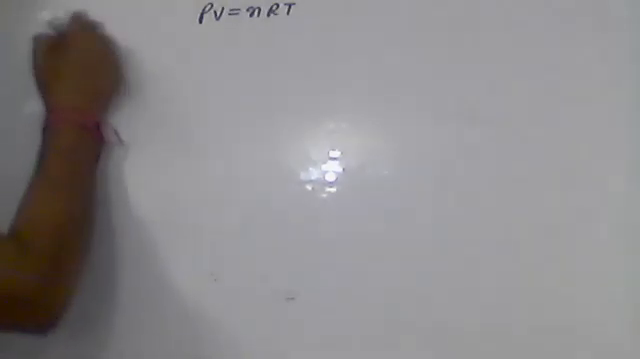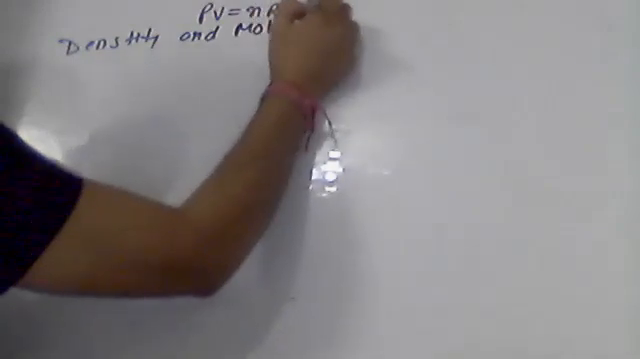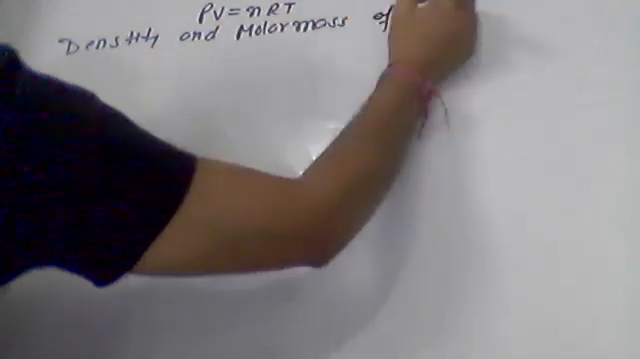So now what I'm going to do is derive a relation between density and molecular mass. Not molecular mass, sorry. If I write molecular mass, it will become wrong. I must write the relation between the density and molar mass. Molar mass is the mass of 1 mole of a substance, that is, Avogadro's number of particles. Density and molar mass of a gas.